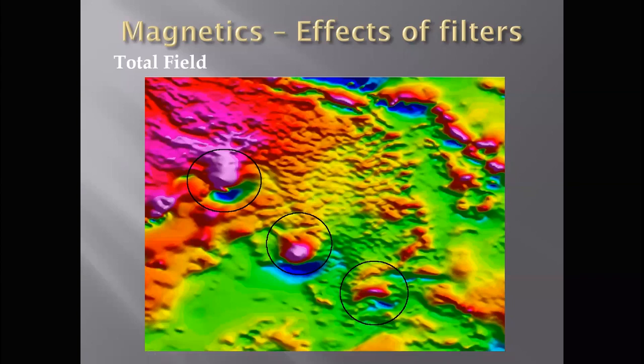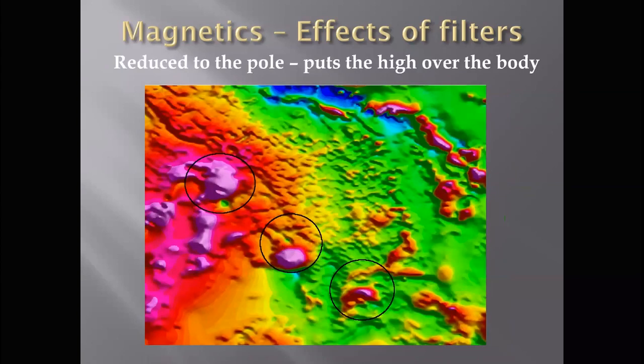This is the total field. So what we do if we reduce to the pole is we put the high directly over the body, and if there's no remanence, there's no low left. So you can see that there are just tiny little lows here. You could basically write them off. So you could say that these bodies are not exactly remnantly polarized. They're fine. And what's happened is we've managed to move the high slightly south.